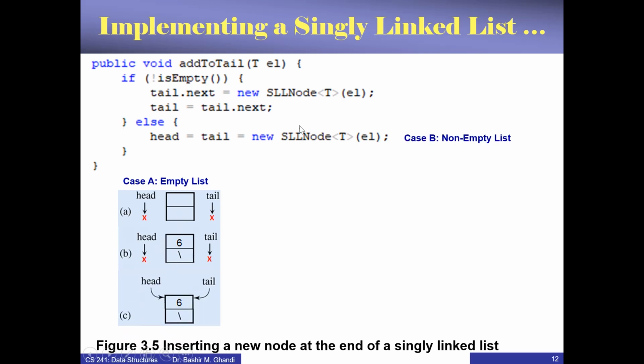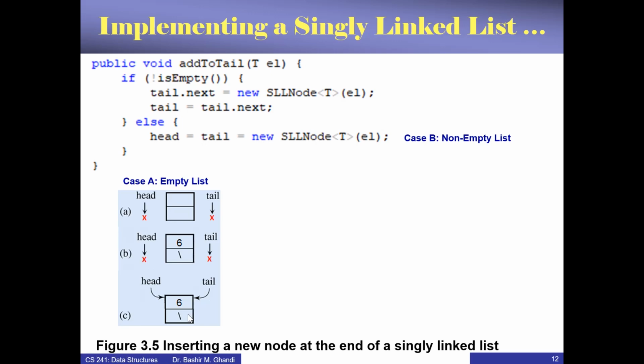It will create a new node. The constructor will initialize the info to the value element. Assuming it is 6, then 6 will be here. The next of that node will be null. And both head and tail will point to the new node.